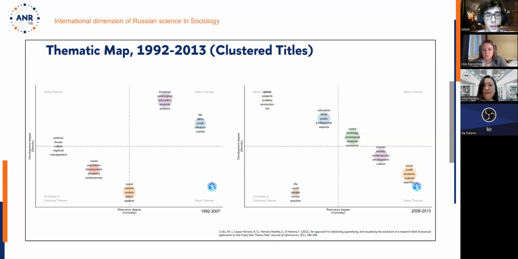Basic themes in the lower right quadrant are not so developed because it is thought that the development has finished, but they have a lot of links to other topics, which means that they are fundamental.